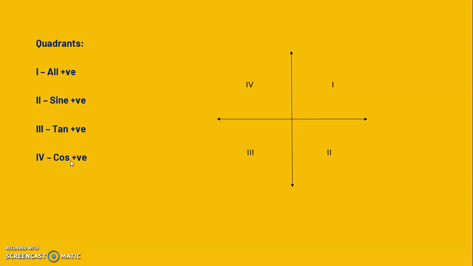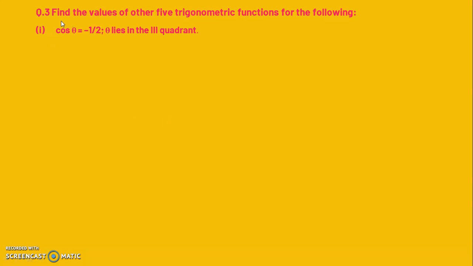Okay, so please make sure that you are very clear about these quadrants and the positive and negative signs, so that you can easily solve the forthcoming problems. Okay, so the third problem in exercise 3.3 is: find the values of the other 5 trigonometric functions for the following. That is, cos theta is minus 1 by 2, where theta lies in the third quadrant.